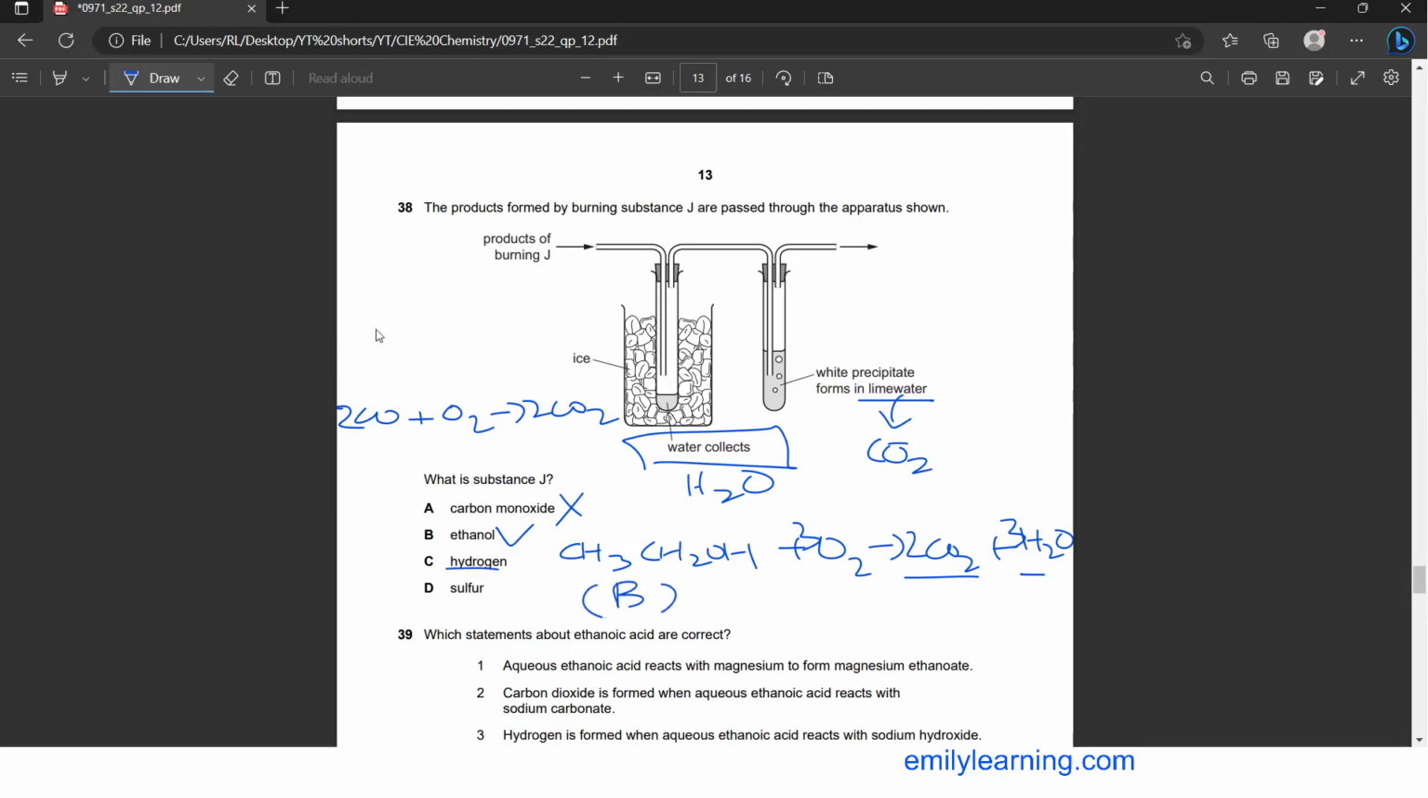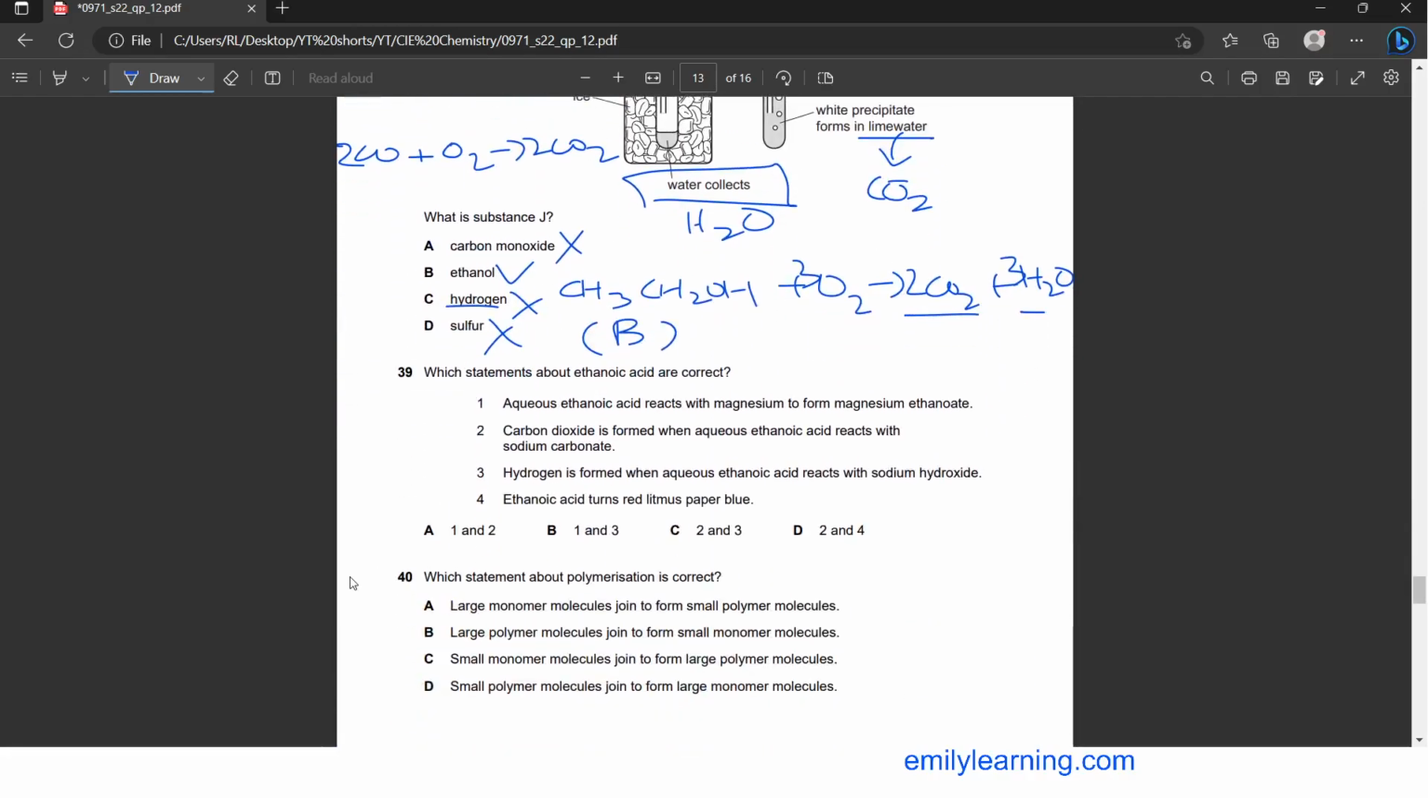When you burn hydrogen, H2 plus O2, what you get is water. You will not get any carbon dioxide. So hydrogen is out. Similarly, if you burn sulfur, you get sulfur dioxide, so also not correct. So the answer for 38 is B.